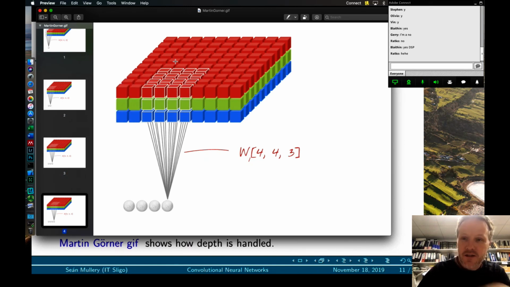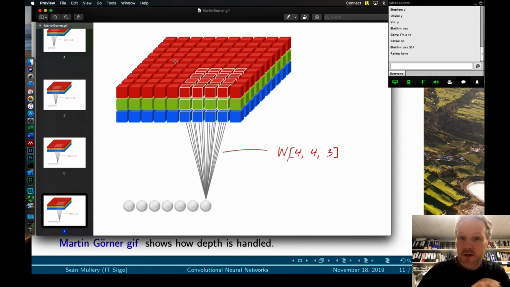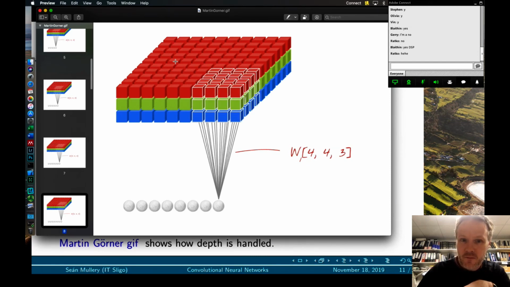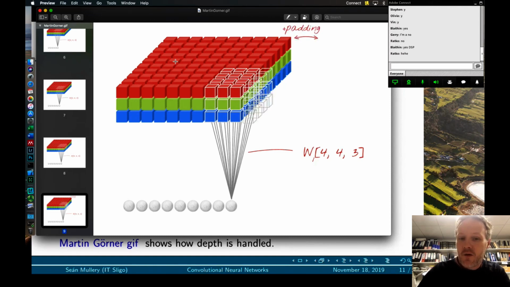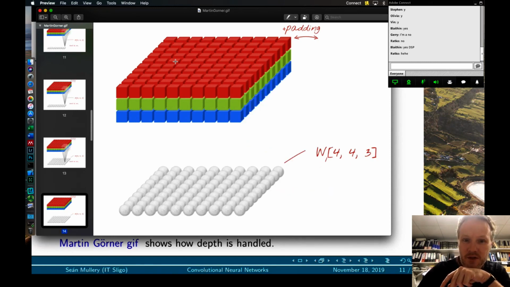Each of these little circles down here are basically the activations that are coming out after it gets multiplied and accumulated by all those values. You can see what's happened here. We've gone off the edge, and he's mentioned a thing called padding there. I'll be talking a bit more about that in a few minutes. And we go through the entire image in that way.